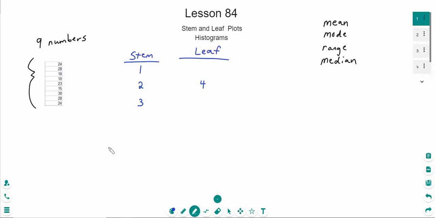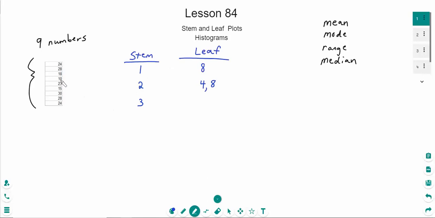Okay, and we'll explain this more as we go, but let's just keep writing these out. We have a 28, which means we have a 2 for the stem, so we'll go to the 2 row here. And now we have an 8 as the leaf. So next to this 4, I'm going to write an 8. And then the next number, we have a 1 for a stem. We have an 8 for the leaf. So here's our 1. We go across from the 1. We write an 8.